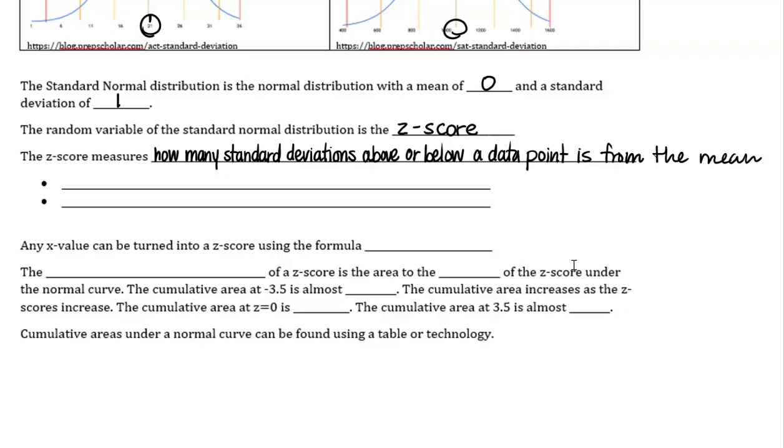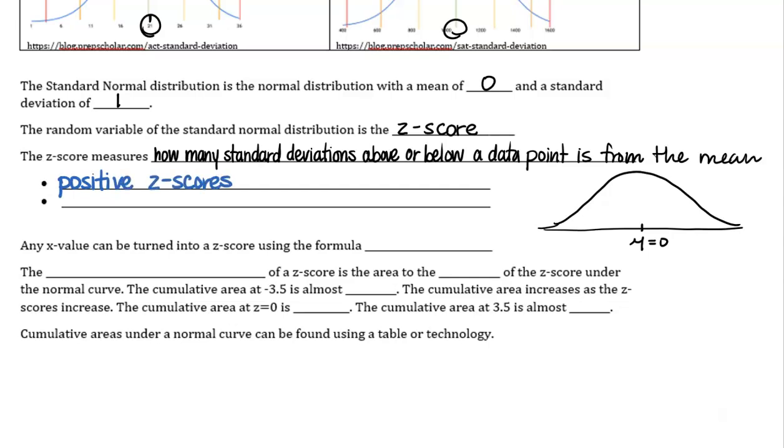So if z-scores are telling us how many standard deviations above or below a data point is from the mean, here's just a quick illustration. Remember, in a normal distribution, the mean is centered in the middle. It is 0. That means that positive z-scores had to be above average, because if the z-score is positive, the number is bigger than 0, it had to be above the mean. Negative z-scores would have to have come from values below the mean, or below average.